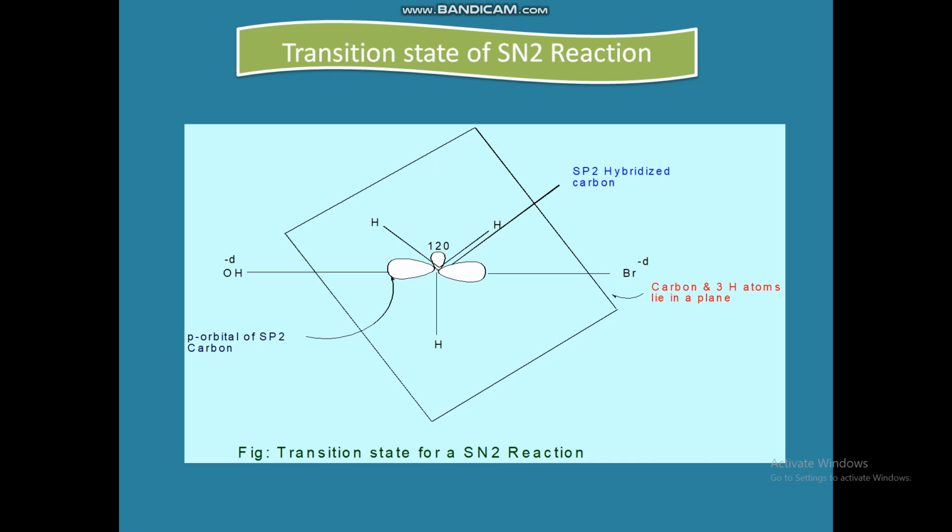So the carbon-OH bond is partly formed, and the carbon-bromine bond is partly broken. The hydroxide ion has diminished negative charge since it has started sharing its electrons with the carbon atom. At the same time, bromine develops a partial negative charge, since it has started removing the bonding electrons. This is exactly the transition state.